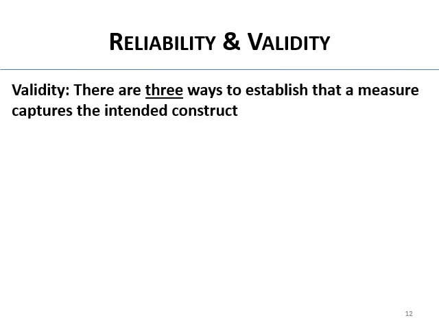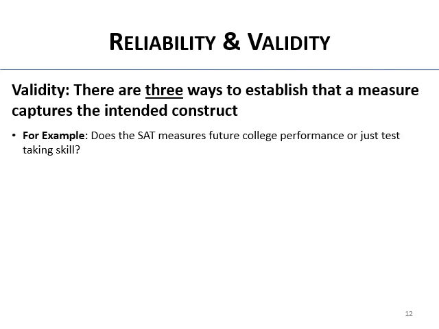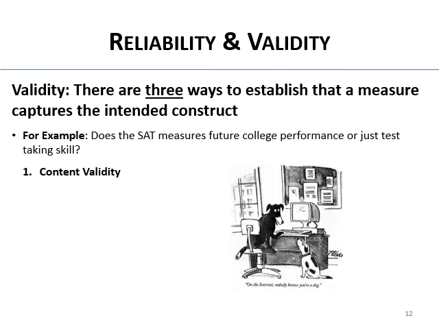So validity, the other side of this coin, is when things measure what they're supposed to measure, right? And there are three ways to establish that a measure is measuring what it's supposed to measure. That is, that it's measuring the intended construct. So as an example, does the SAT measure future college performance, or is it just measuring people's test-taking skills? Often wondered.